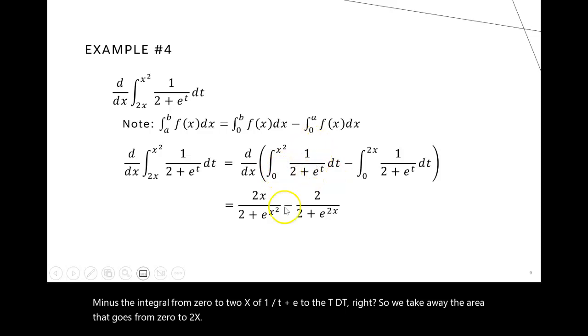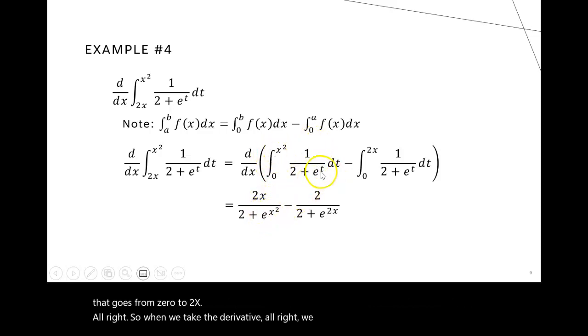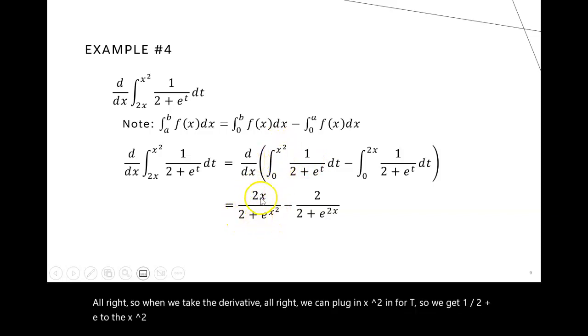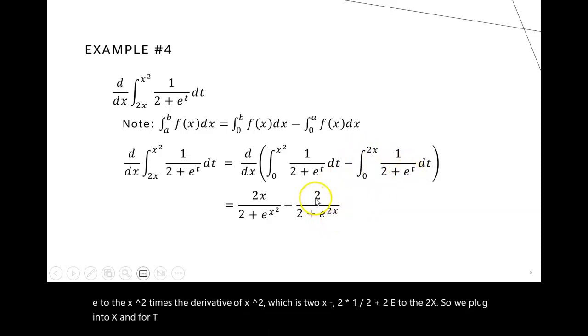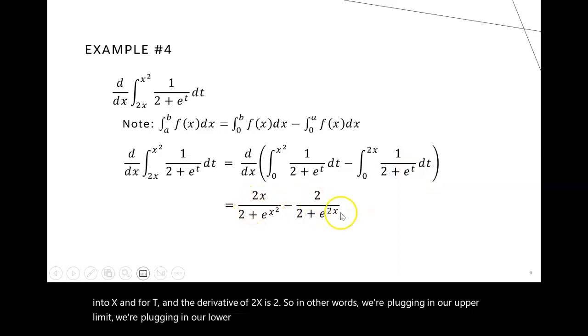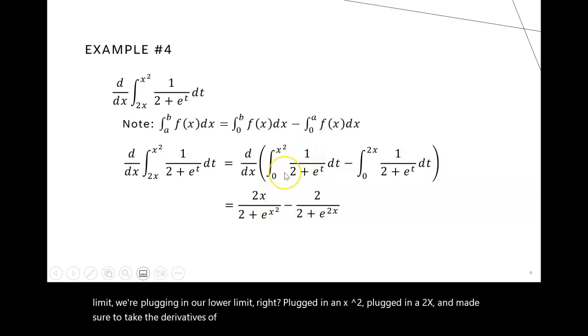All right, so when we take the derivative, we can plug in x squared in for t. So we get 1 over 2 plus e to the x squared times the derivative of x squared, which is 2x, minus 2 times 1 over 2 plus 2e to the 2x. So we plug in 2x in for t, and the derivative of 2x is 2. In other words, we're plugging in our upper limit, we're plugging in our lower limit. We plugged in an x squared, plugged in a 2x, and made sure to take the derivatives of both those upper limits.